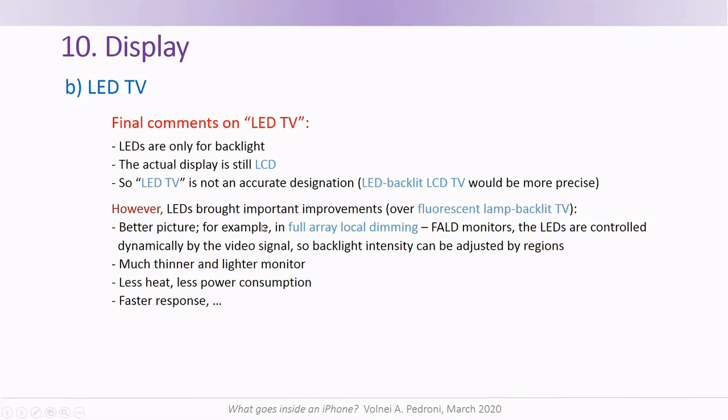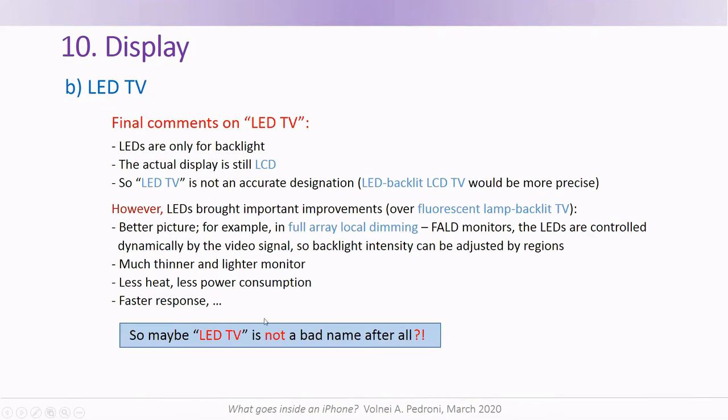For example, in full array local dimming monitors, the LEDs are controlled dynamically by the video signal, so the backlight intensity can be adjusted by regions, which has an enormous impact on picture quality. Much thinner and much lighter monitor, less heat, less power consumption, faster response, and much more. So maybe LED TV is not a bad name after all. I leave this for you to judge.